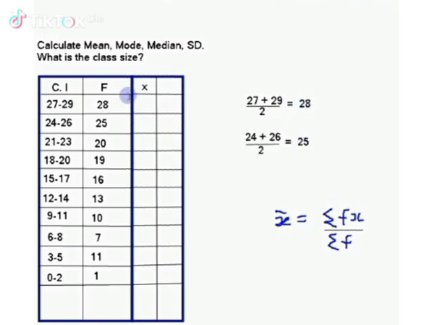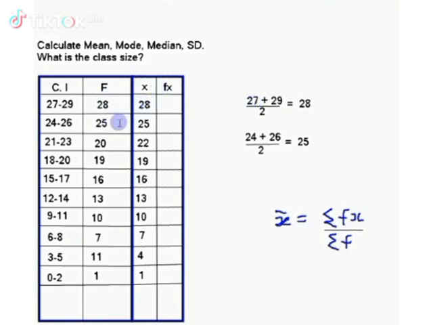Comparing this 28 and 25 in our class interval, you see that the numbers are decreasing by 3. Since we have 28, 25, from here 23, you have 22, 19, 16, 13, 4 and 1. So these are the midpoints. To get the midpoint, always add the two numbers in the class interval and divide by 2.